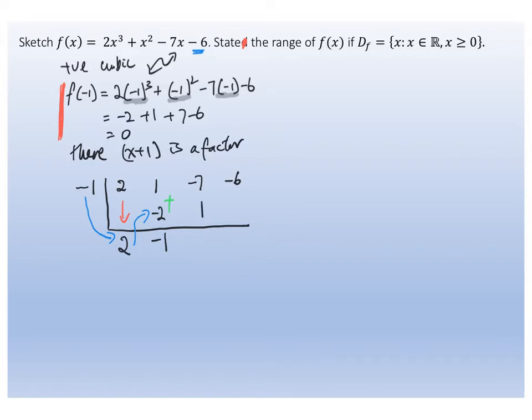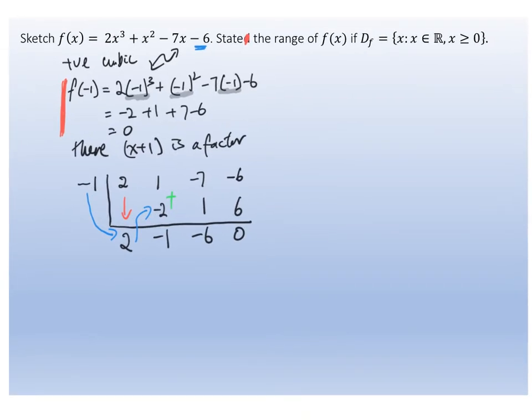Alright, so minus 7 plus 1 is minus 6. Minus 1 times minus 6 will give me 6. Minus 6 plus 6 is 0. So therefore, you know that f of x is actually x plus 1, and this is 2x squared minus x minus 6.